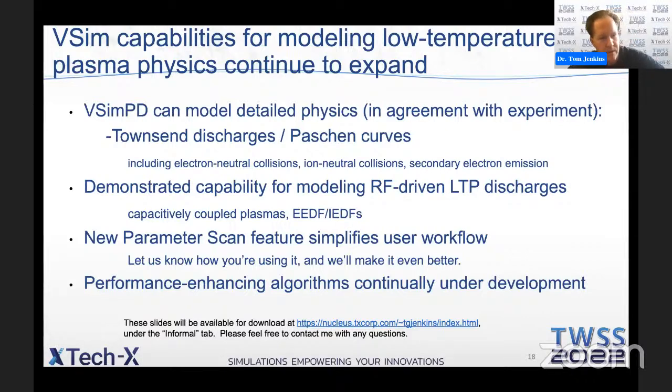Together with that, we've got a new parameter scan feature, which we hope you will find useful. And if you have suggestions for how we can make that better, we will try to pay good attention to those. And we continue to develop good particle-in-cell algorithms as well to give faster performance and simulation speed up and to capture the physics of your problem in a way that's computationally tenable.